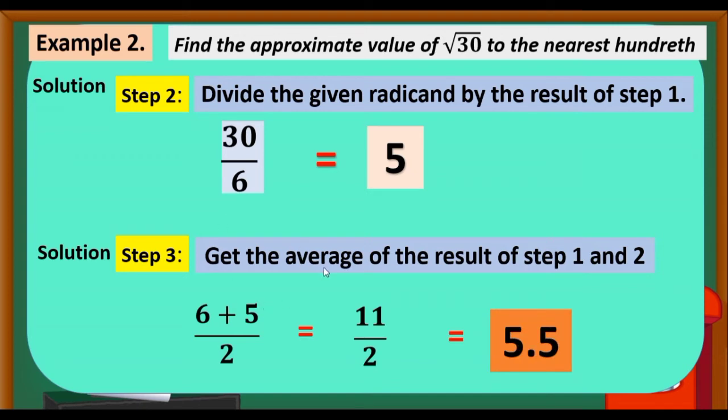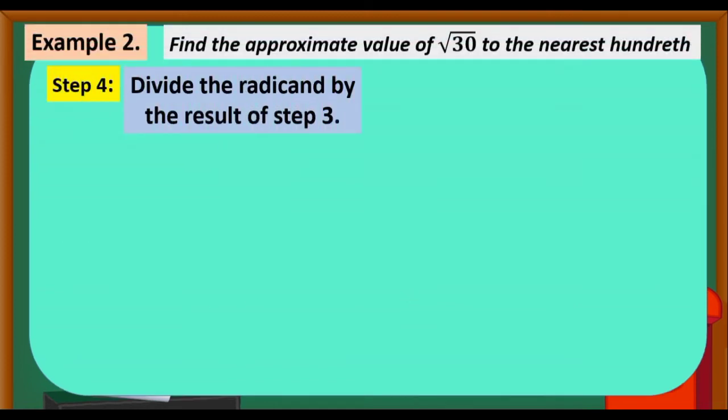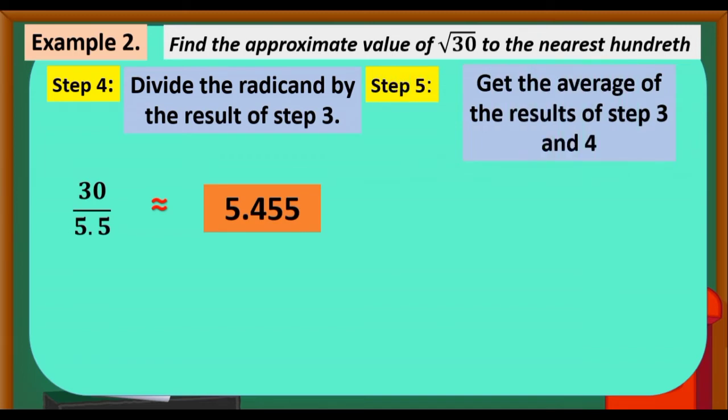So, after natin mag-average, divide ulit tayo. So, divide the radicand by the result of step 3. So, therefore, 30 divided by 5.5 is approximately 5.455. Then, step 5, get the average of the result ng step 3 at step 4. I-add natin yung 5.5 at 5.455 over 2. I-divide natin by 2 kasi average po yung hinahanap.